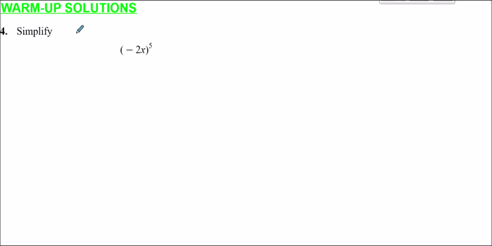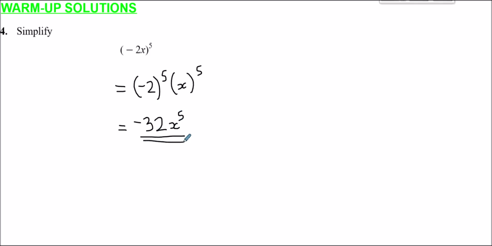Question 4, an easier one. Simplify (-2x) all to the power 5. That's going to be (-2) to the power 5 and x to the power 5. So -2 multiplied by itself 5 times will give us -32, and x to the power 5 is just x to the power 5. And that concludes the warm-up part of the session.